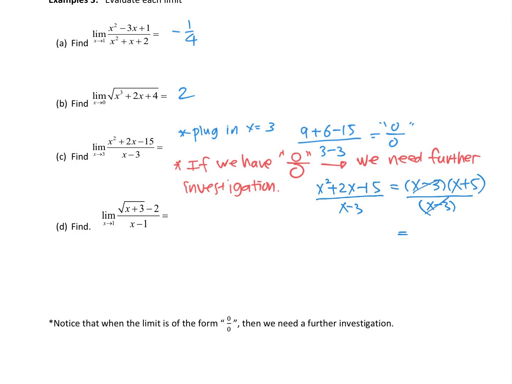Oh, I can cancel out x minus 3. Nice. That means it's x plus 5. So that means I can say limit as x goes to 3 of x plus 5. Now I can plug in 3. That's just 8. All right, so that's an answer.